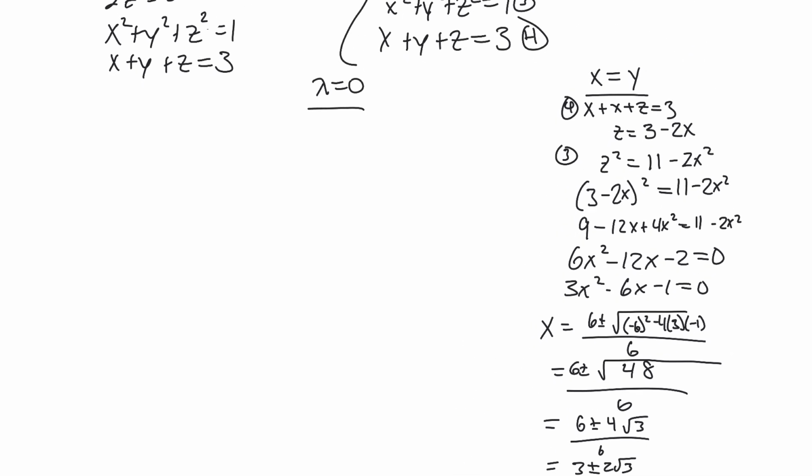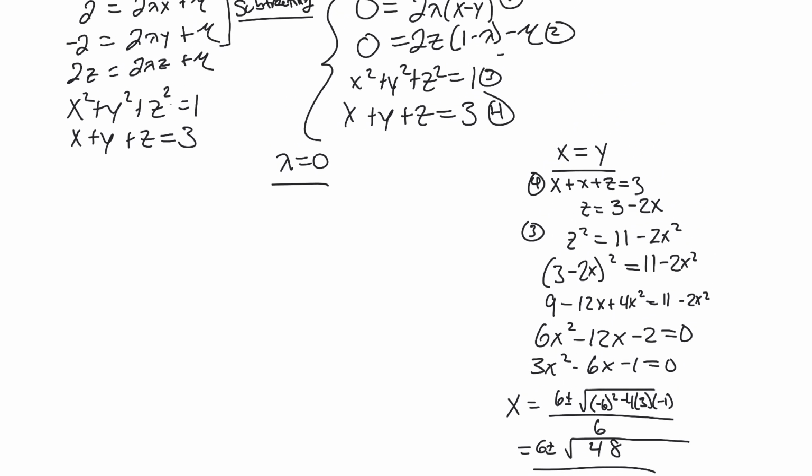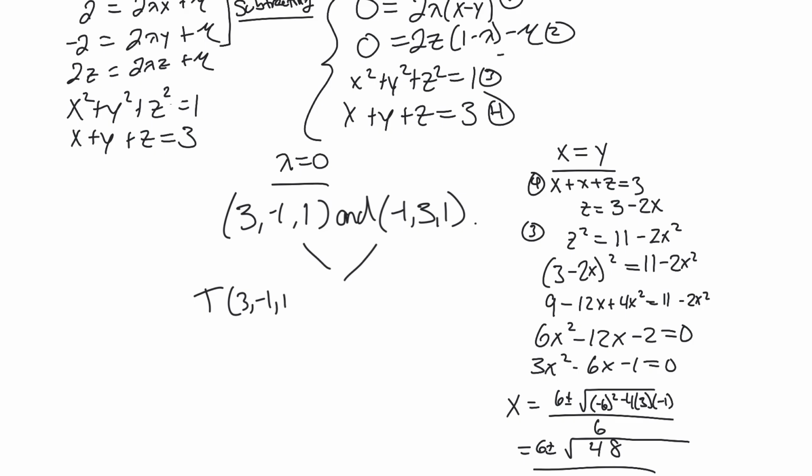If you follow down the lambda equals 0 path, and I'm going to let you do that because I don't want this video to be overly long, then you end up getting the points 3, -1, and 1, and -1, 3, and 1. And now we have 4 points for these two. If we plug them in, they both equal 25.